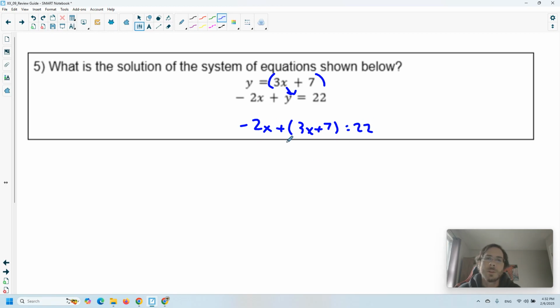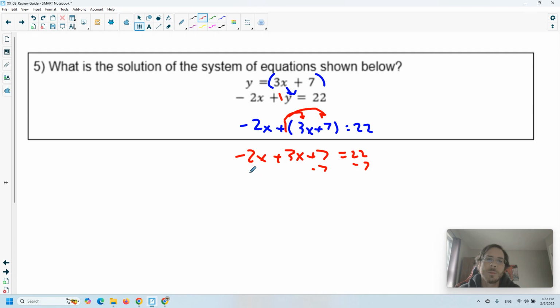Now, a lot of people had trouble here because this is a plus sign. The plus sign is a separator, so that means we're not multiplying the negative 2x. This is just like if there were 1y here. We're going to take this 1 and distribute this 1 to both pieces. We're not distributing this 2x. It's off by itself because it's with the plus sign. So if we do distribute that, we get negative 2x plus 3x plus 7 equals 22.